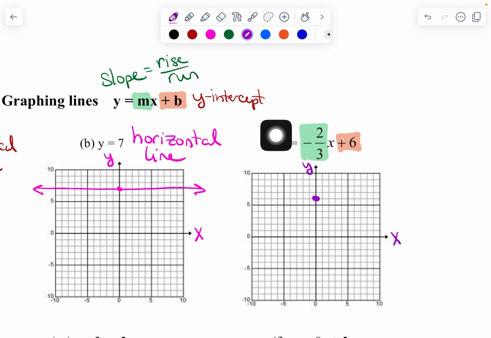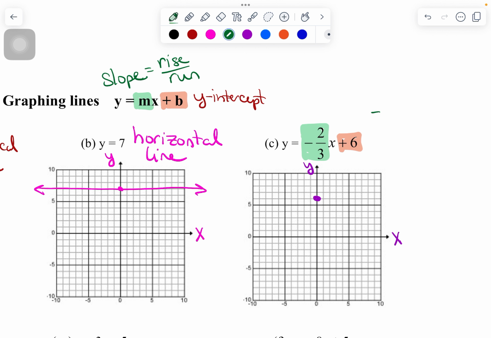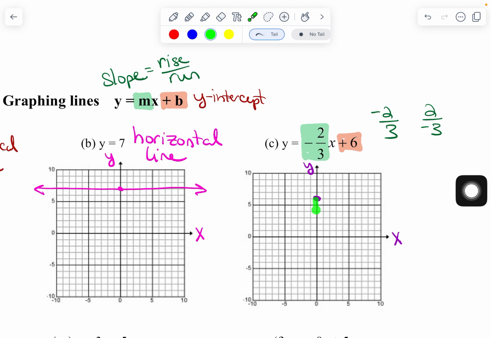Now, I need to be careful about this slope, because here's the thing. That negative is either going to apply to rise, making it -2 over +3, or the negative applies to run, in which case you have +2 over -3. So I'm going to start with, let's go with the -2 over 3 here. So from this point, the -2 means I am going to count down 2 spaces, and then the +3 means I'm going to count to the right 3 spaces. And I'm going to do this a whole bunch of times. So down 2, 1, 2, 3 to the right.